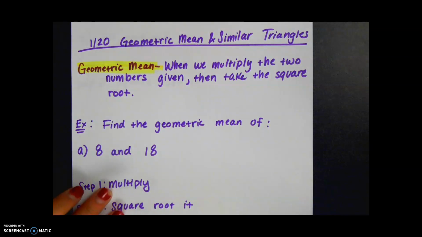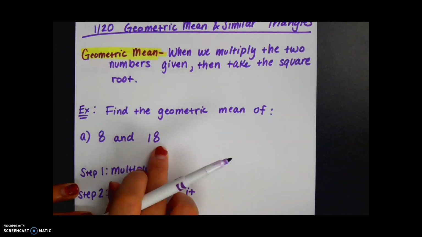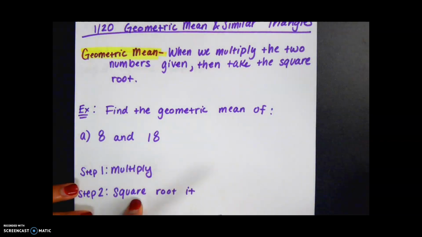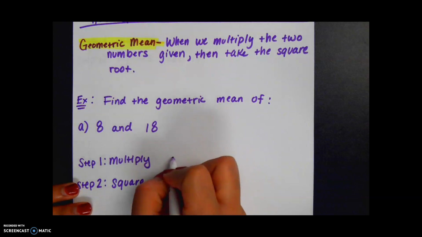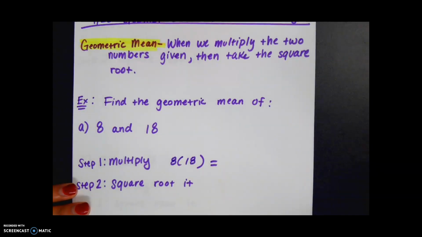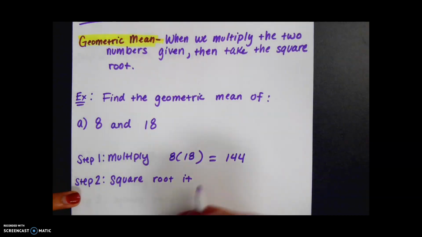So the first example that we're doing, find the geometric mean of 8 and 18. So again, step one is going to be multiply, and then we're going to square root it. So we'll multiply 8 times 18, and we get 144. Then we square root 144.